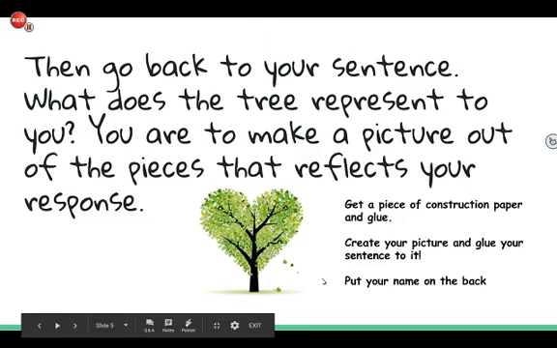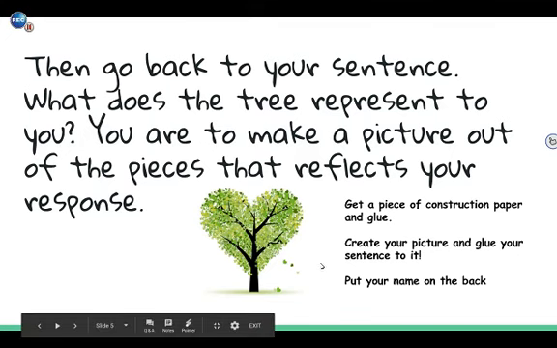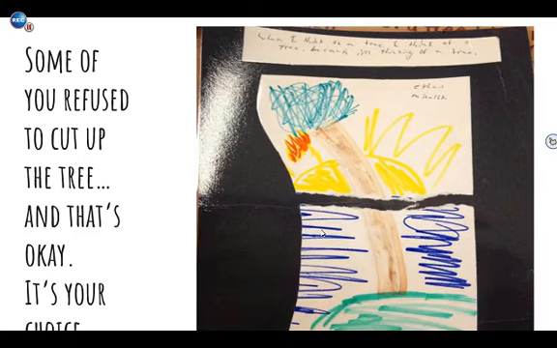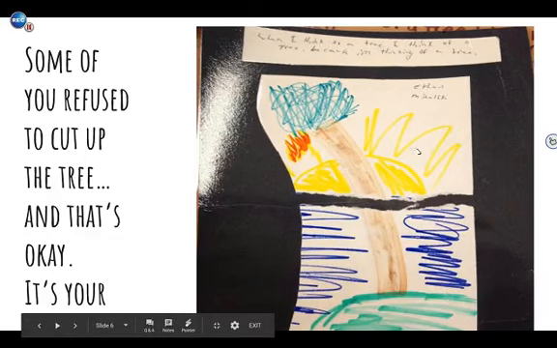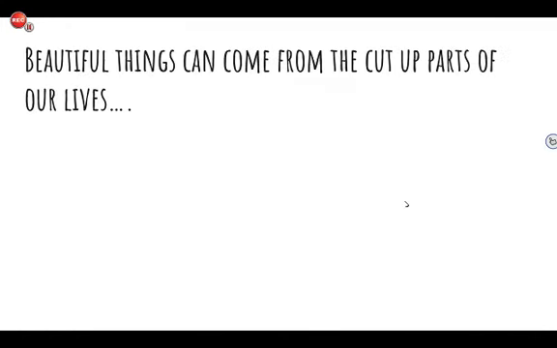And then we keep these to remember what synthesis is, which is where you take pieces from different sources or text and put them together to create something new. And so these are some examples. This young man refused to cut up his tree. He said, when I think of a tree, I think of a tree because I'm thinking of a tree. So that was as literal as you can become.